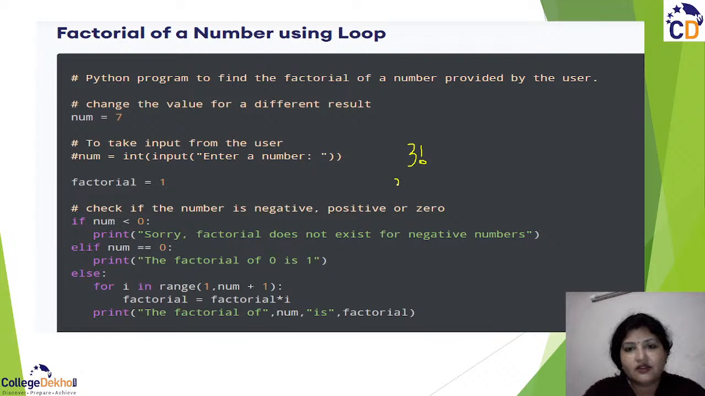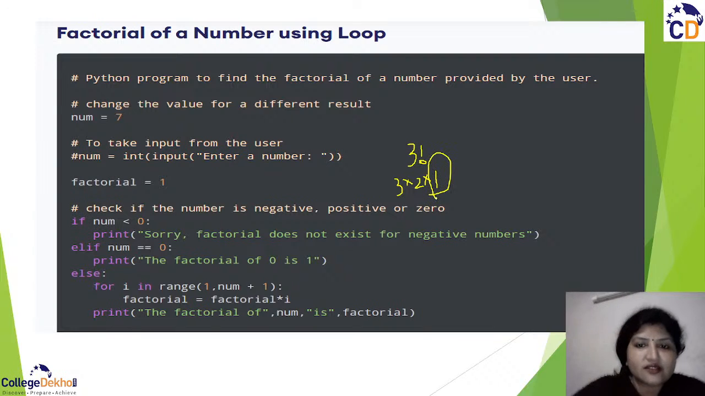What is that? 3 into 2 into 1. So the ending part is 1, right? So let us understand, the output would be 3 times 2 is 6, and 6 times 1 is 6. So the factorial of 3 would be 6. Now let us start with the function.